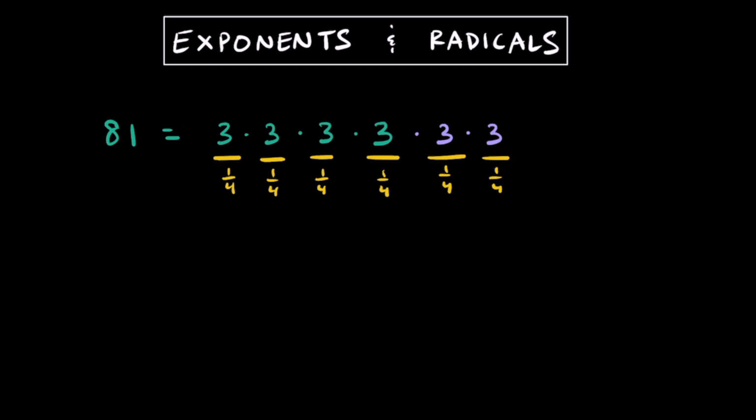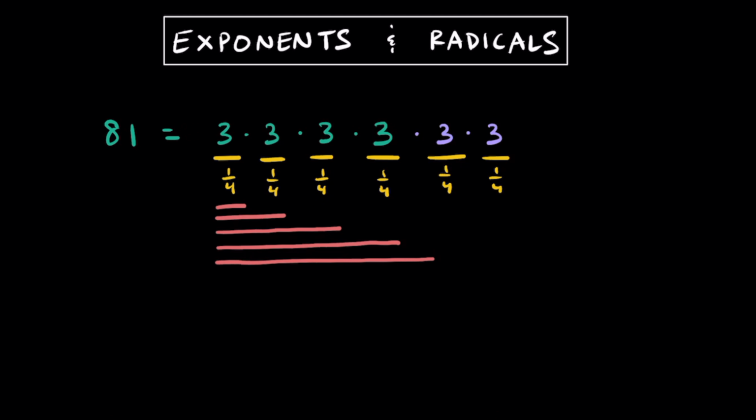Okay, so the way we can think about this exponentially is that 81 to the 1/4 power is just 3, 81 to the 2/4 power is 9, 81 to the 3/4 power is 27, 81 to the 4/4 power is 81 itself, 81 to the 5/4 power is going to equal that 243, and 81 to the 6/4 power is going to equal 729.